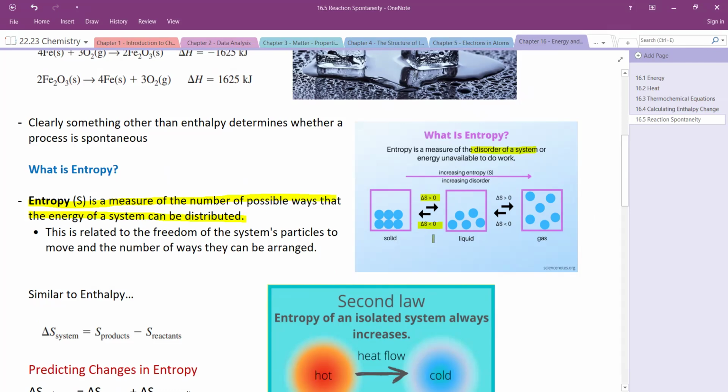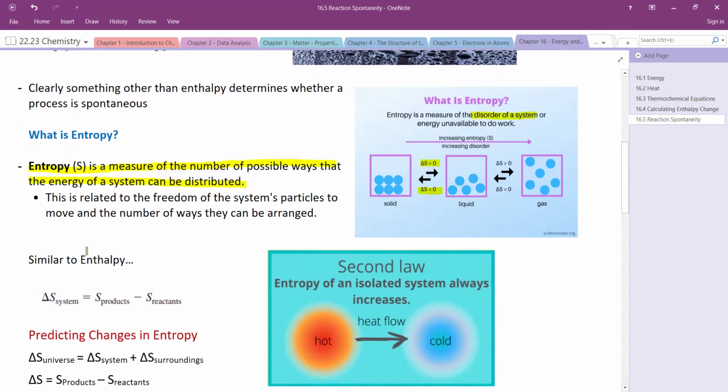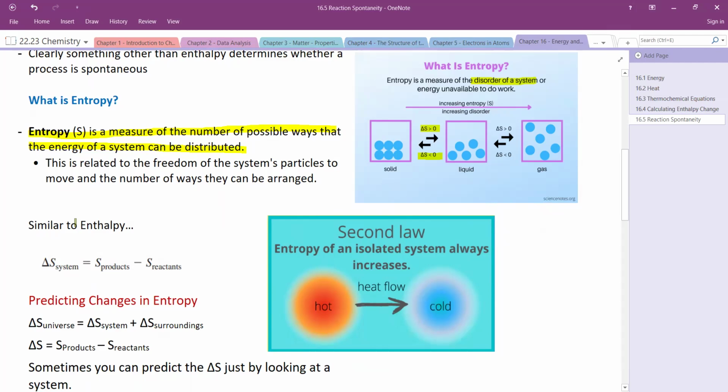And the opposite process, going from a liquid to a solid, now delta S is less than 0, meaning that our entropy has decreased, okay? And so similar to enthalpy, the delta S of a system is going to be the entropy of our products minus the entropy of our reactants, or where we end minus where we start, right?